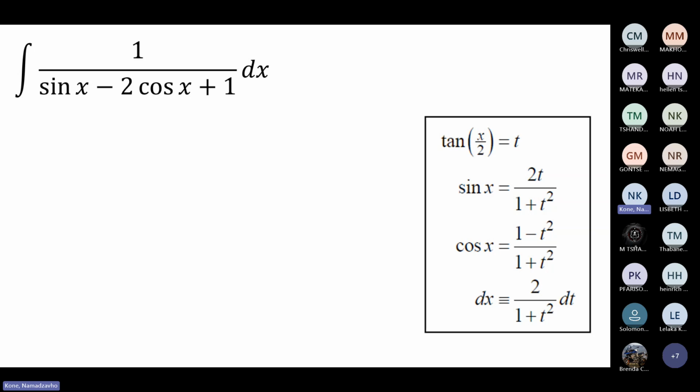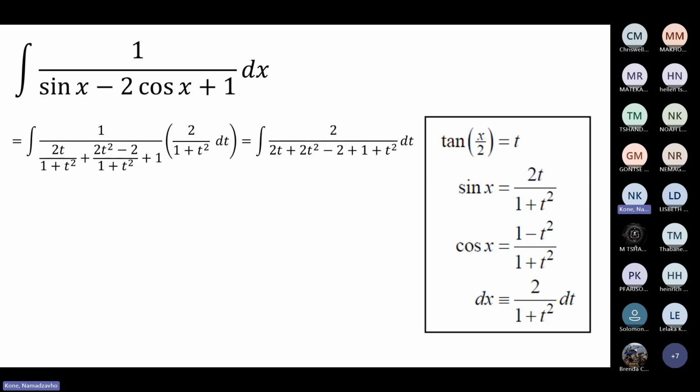Right, now according to our toolkit, sin x will be replaced by 2t over 1 plus t squared, and cos x will be replaced by 1 minus t squared all over 1 plus t squared, and 1 will remain a constant as it is. Dx will be replaced by 2 over 1 plus t squared dt. Now let's just check my replacement first. This one with 2t over 1 plus t squared, perfect.